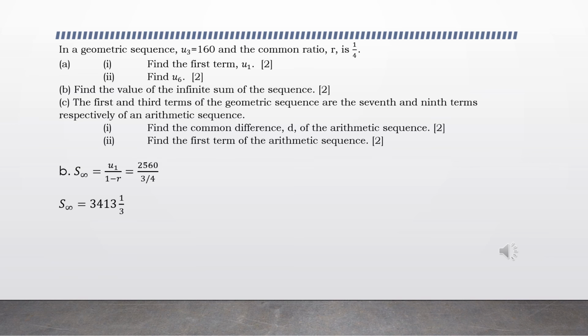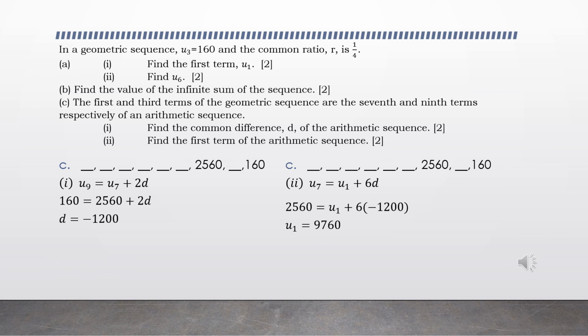Simplifying this, we'll get the sum equal to 3,413 and 1/3. This is an exact answer and it's also equal to 10,240 over 3. For decimal, you'll have 3,413.333, and if you're going to write that in three significant digits, it will be 3,410.